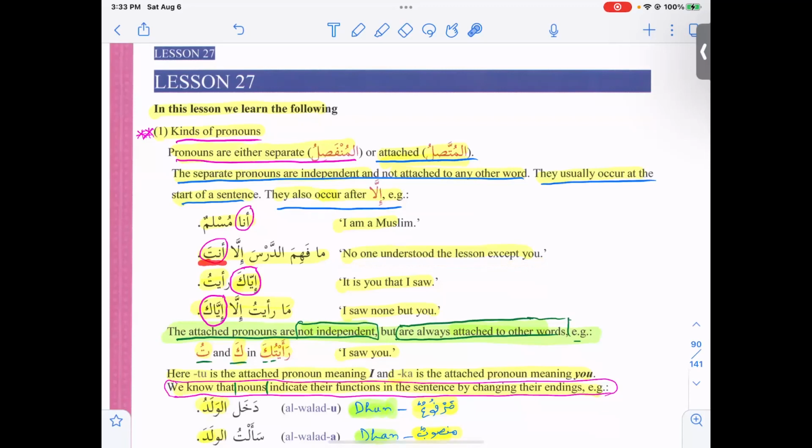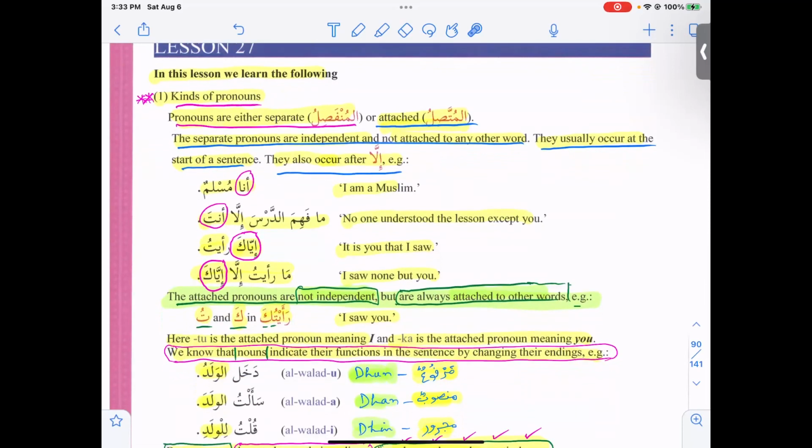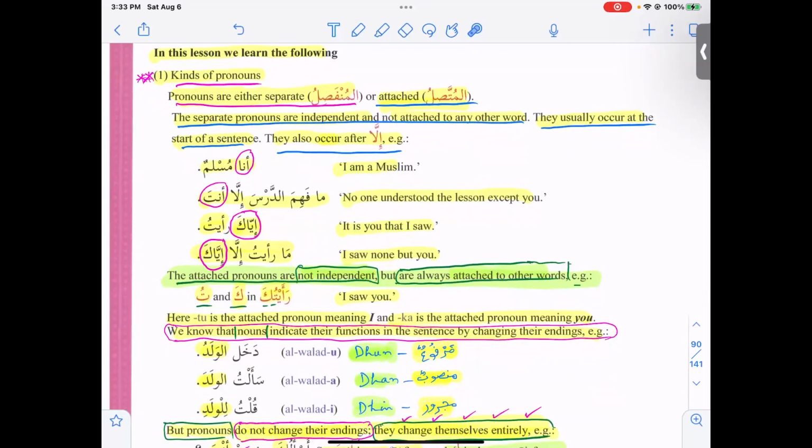Again, munfasilun, separate. Okay. It is you that I saw. Iyaka raituhu. Now, iyaka is again munfasilun. It is you I saw. Fine. Or you can say, ma raitu illa iyaka, I did not see none but you. We are going to learn this. You are going to love it.